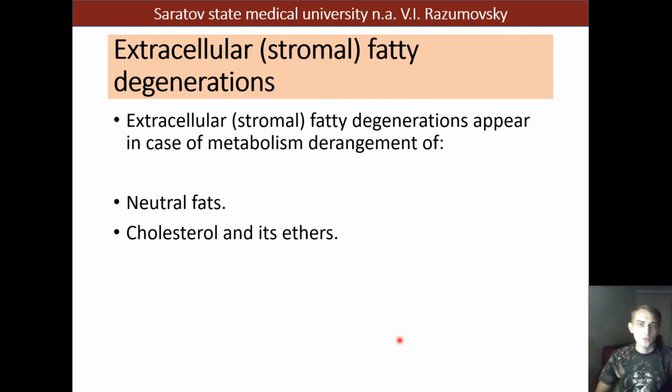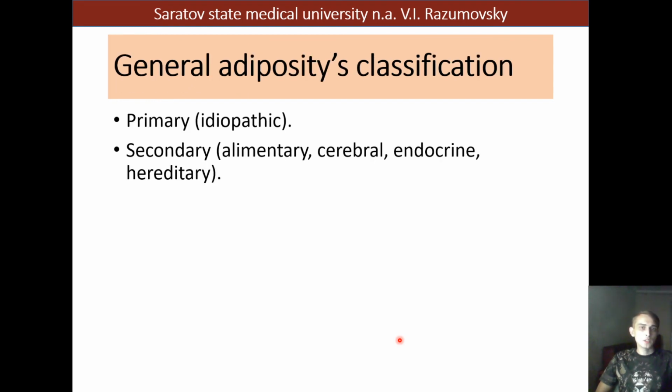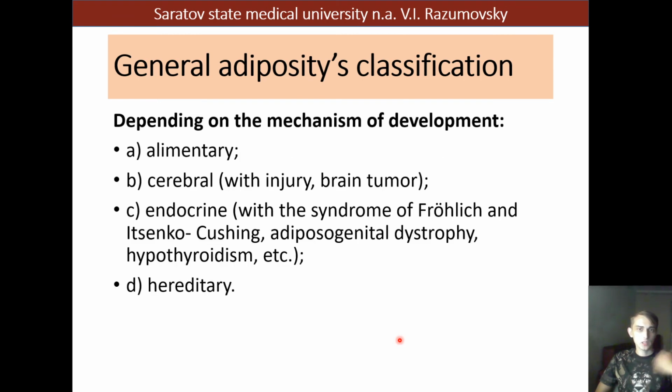Extracellular fatty degeneration appears in case of metabolism derangement of neutral fats and cholesterol. Firstly, we will talk about derangement of the neutral fats. It may be local adiposity or obesity and local lipomatosis. Adiposity classification may be primary idiopathic or secondary. Depending on mechanism of development, it may be alimentary, cerebral, endocrine, and hydrotic.